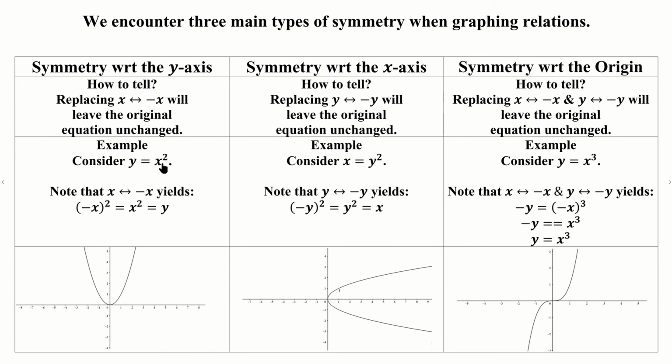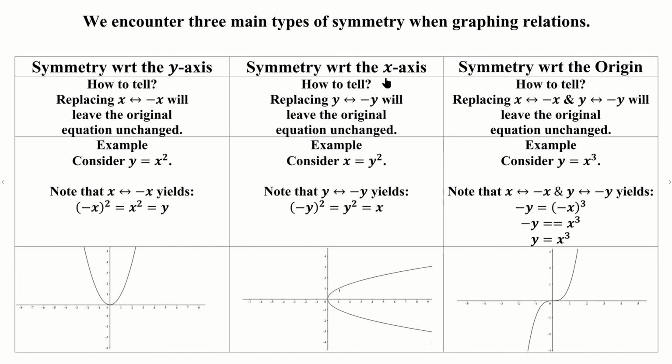Here's a simple, great example. Consider y equals x squared. Note that if you change x with negative x, right, instead of x putting negative x and you square it, you get back to the original x squared, which is y. So in other words, changing x to negative x left this original equation unchanged. That's why we knew this equation would have symmetry with respect to the y-axis.